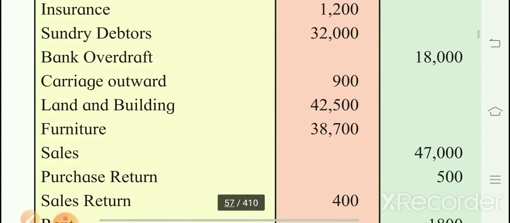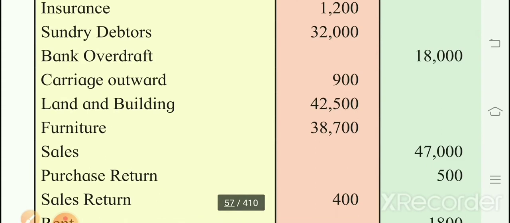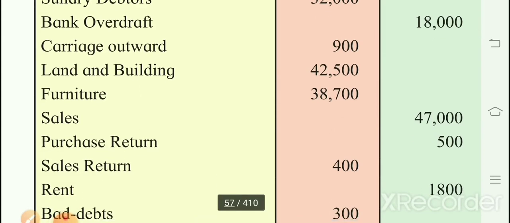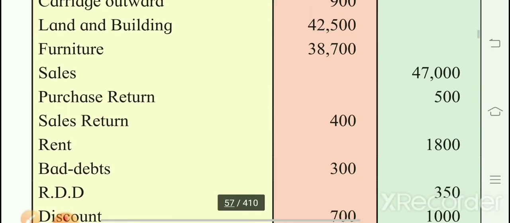Next, carriage outward. On the debit side of profit and loss account, we will record this item by rupees 900. Land and building. It's an asset. That's why we will write it on the asset side by rupees 42,500. Next is furniture. Same. On the asset side we will record it by rupees 38,700. Sales is our next item. Sales is the revenue for the business. That's why it will be recorded on the credit side of trading account by rupees 47,000.